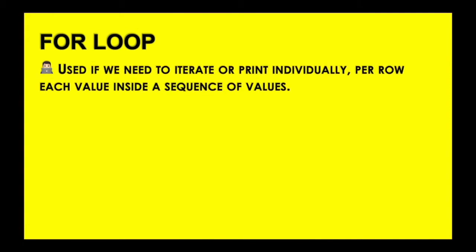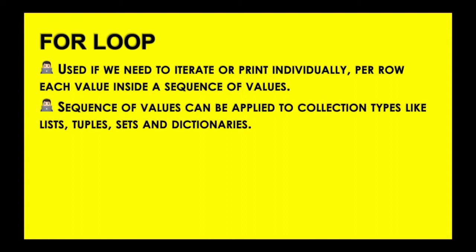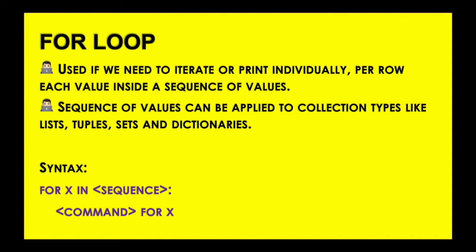Okay, for loop. What is a for loop? A for loop is used if we need to iterate or print individually per row each value inside a sequence of values. Those sequences of values can be applied to collection types like lists, tuples, sets, and, of course, dictionaries. Now, for the syntax of this for loop: for x in sequence, and the colon, and, of course, the command that we intended for the x.